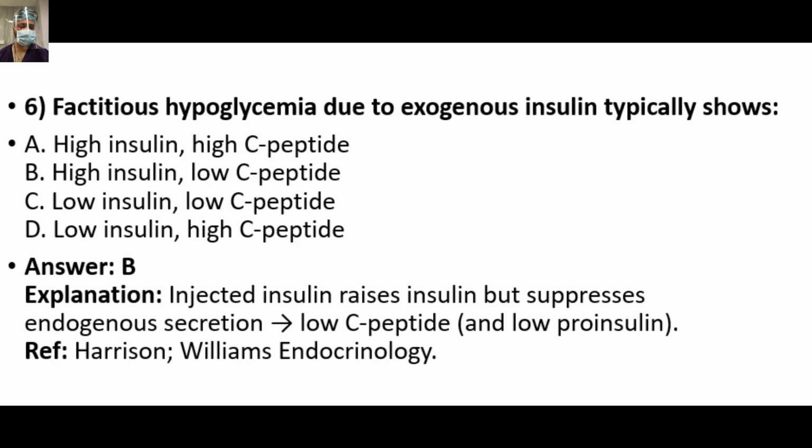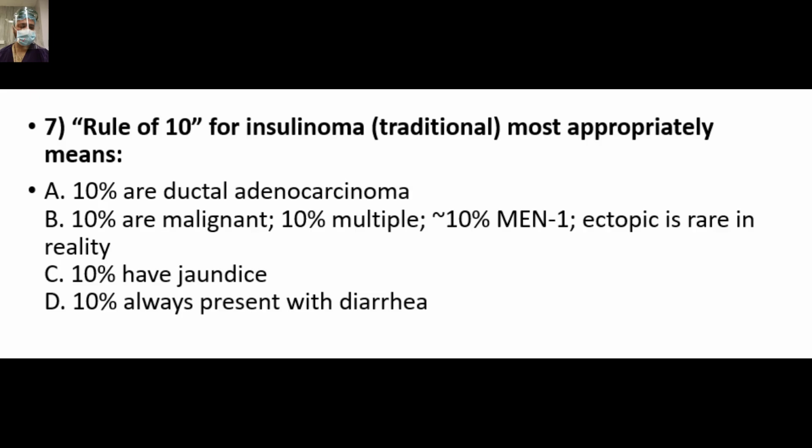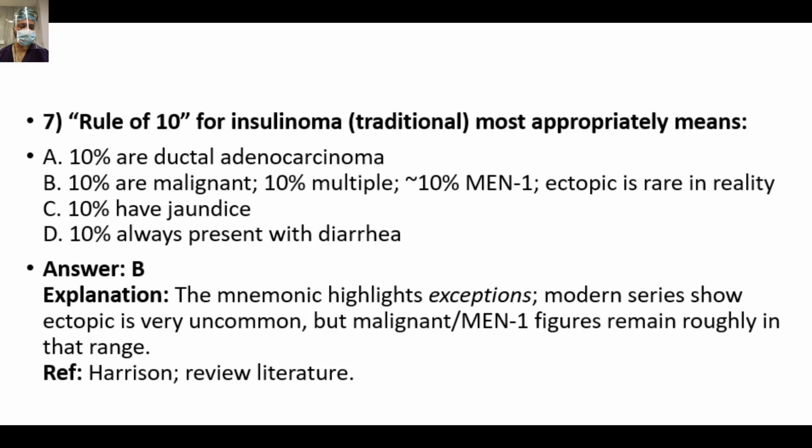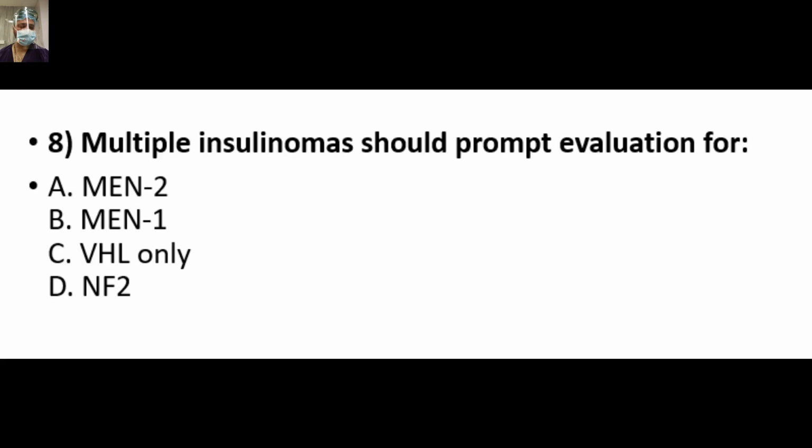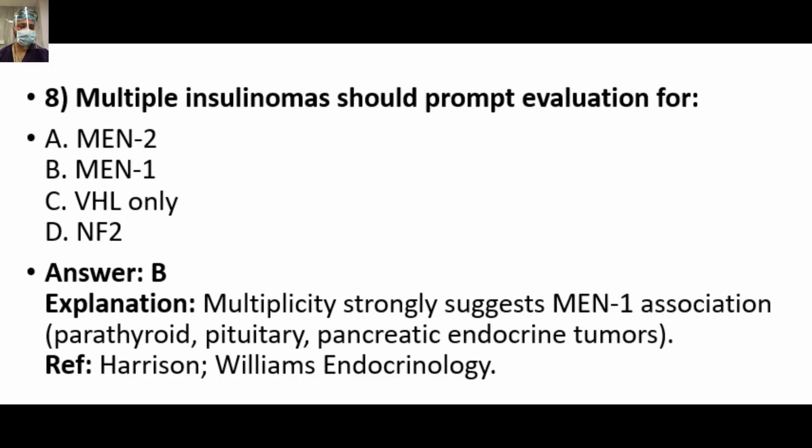The rule of 10 for insulinoma most appropriately means, so it is basically, answer is B, and it is not a rule, it is an exception. Multiple insulinoma should prompt evaluation for, answer is B, MEN1 syndrome. Multiplicity strongly suggests MEN1 association: parathyroid, pituitary, pancreatic endocrine tumors.